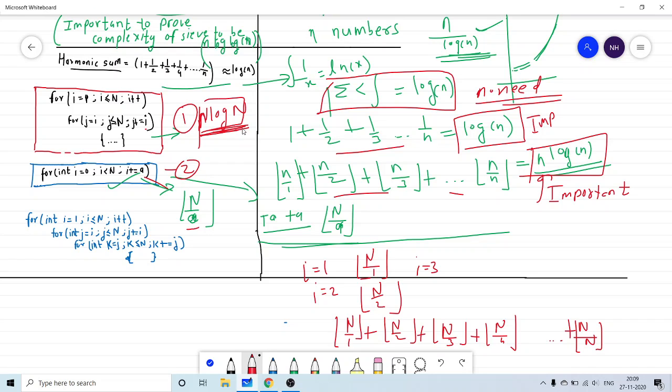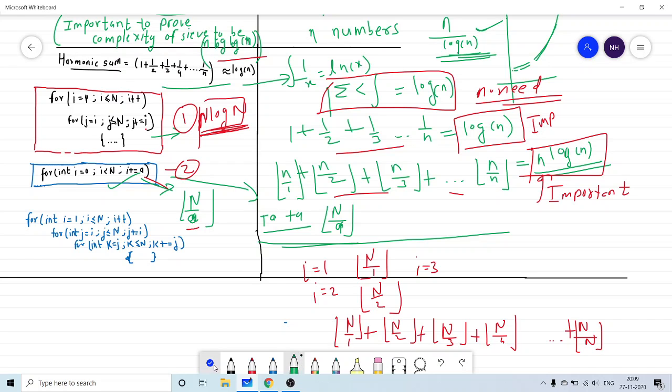We will use this in proving the Sieve complexity. The mixture of these two gives the complexity of the Sieve, but I will explain that later. Just remember what I explained until now. So this complexity is n log n, you got it, right? Why is this n log n? Okay, so I proved it this way, and we came to the complexity n log n.